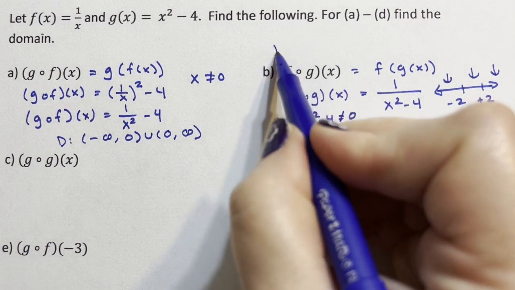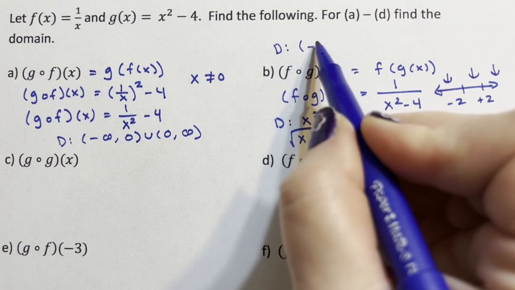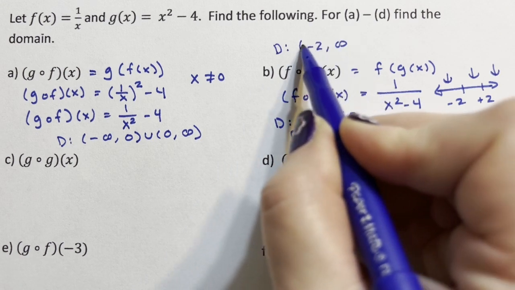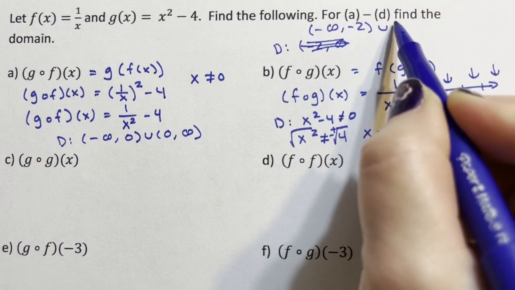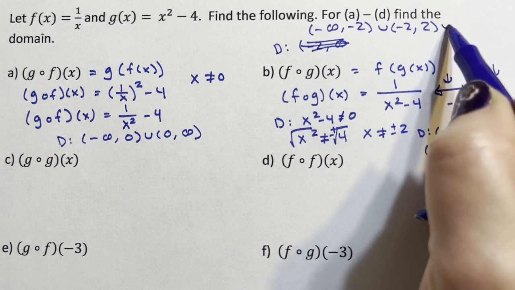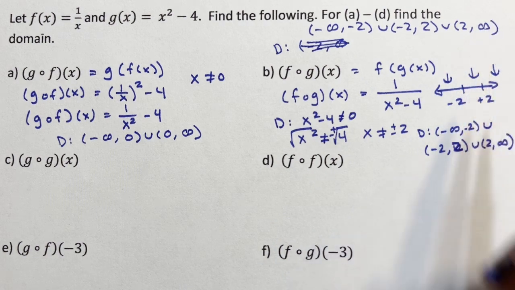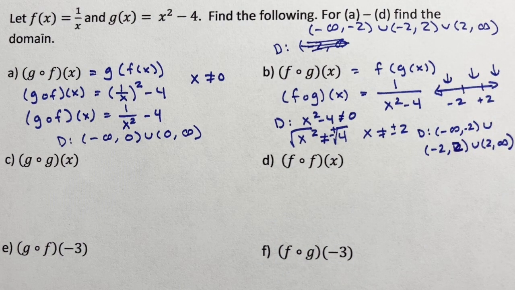Here, I'll do that again up here if you want to see it as a single string. Negative infinity to negative 2 joined with negative 2 to 2 joined with 2 to positive infinity. So that's how it would be in a single line string if I wanted to string it all together.